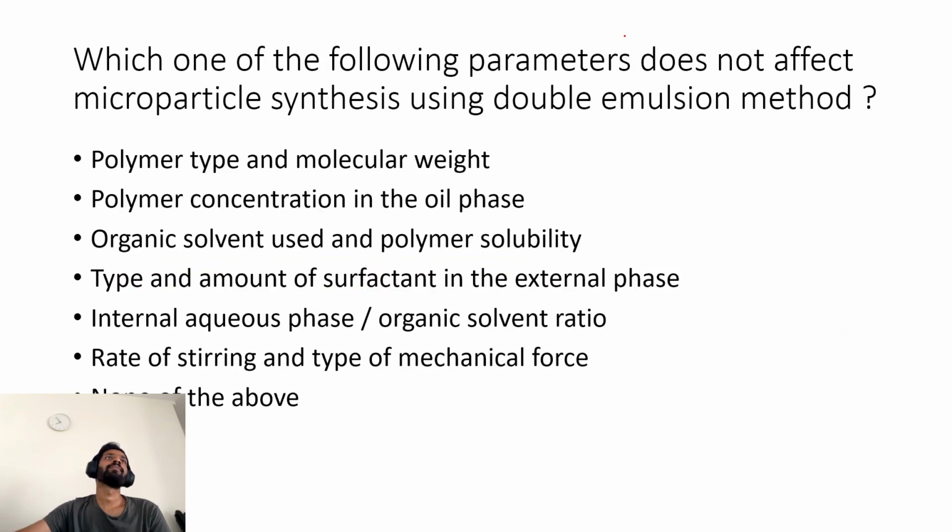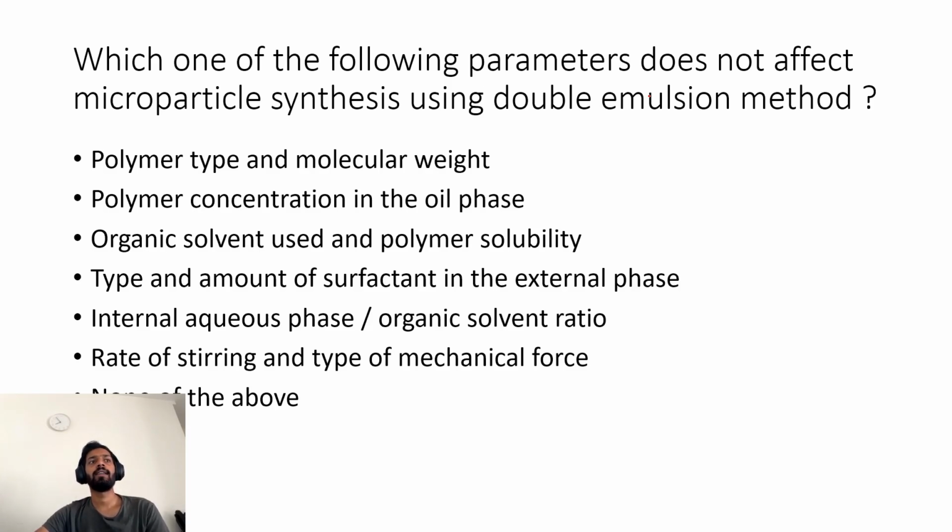Okay. So which one of the following parameters does not affect microparticle synthesis using double emulsion method? Polymer type and molecular weight, or polymer concentration in the oil phase, or organic solvent used in polymer solubility, the type and amount of surfactant in external phase, internal aqueous phase, organic solvent ratio, rate of stirring and type of mechanical force, or none of the above?